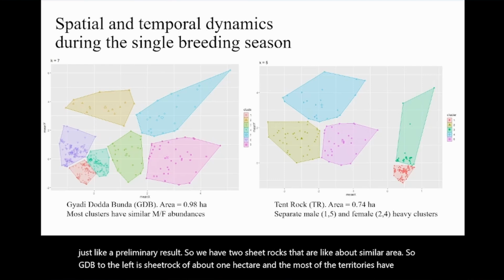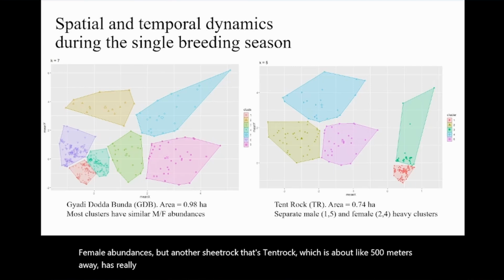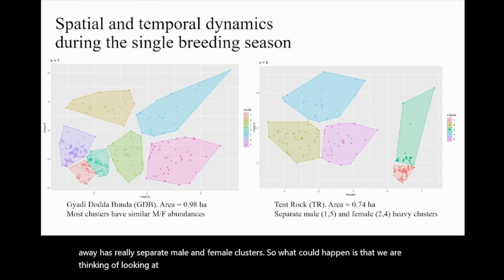to female abundances. But another sheetrock, Tentrock, which is about 500 meters away, has really separate male and female clusters. So what could happen is that we are thinking of looking at traits now from the point of view of how they affect how you acquire territories and how it affects your behavior as such.